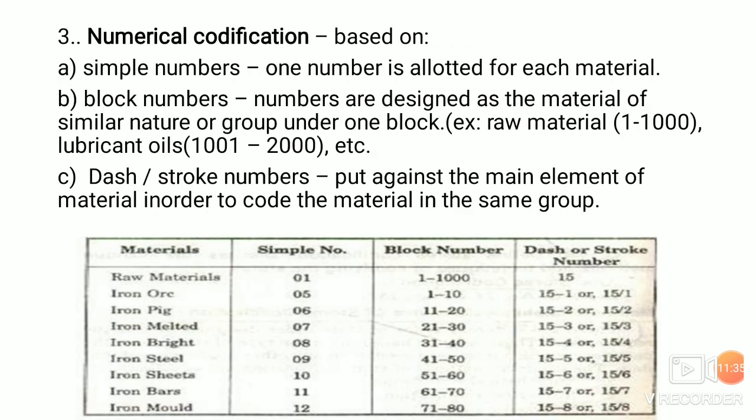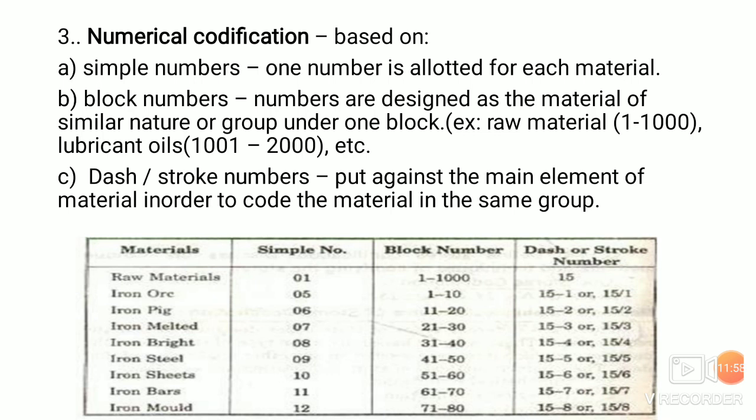Next we are going to see number codifications. Here we have three types of number codification: simple numbers, block numbers, and dash or stroke numbers. In simple numbers, one number is allotted to each material. Like raw material it is 1, iron ore it is 5, iron pig it is 06, iron melted it is 07. Likewise the numbers are given as a single number.